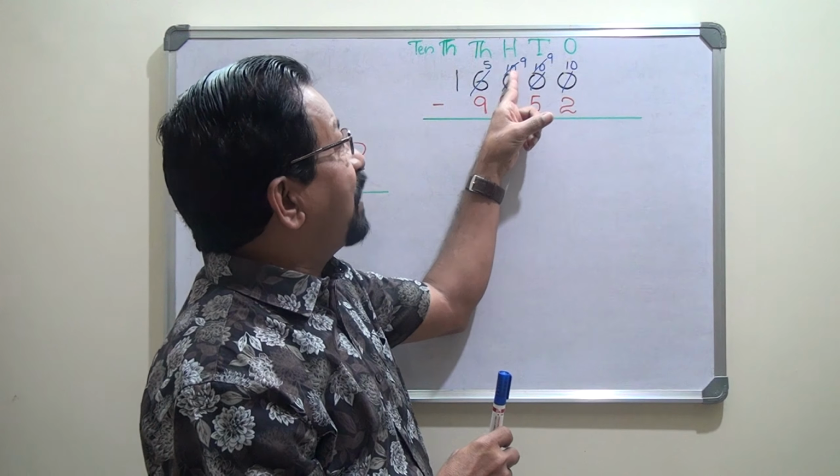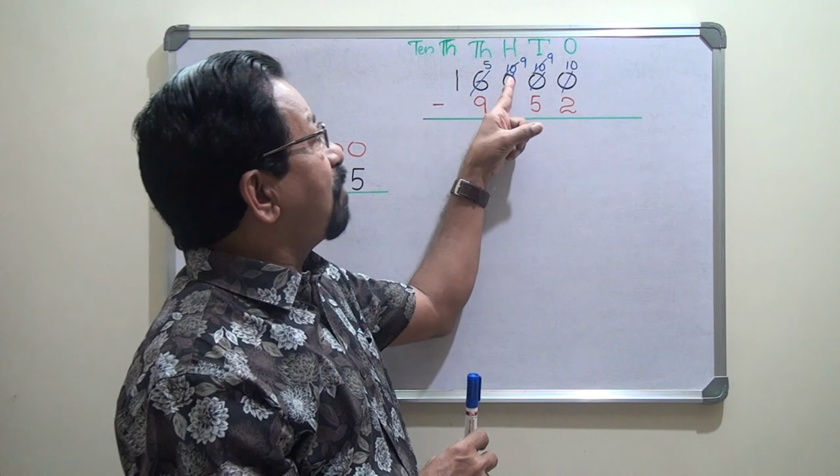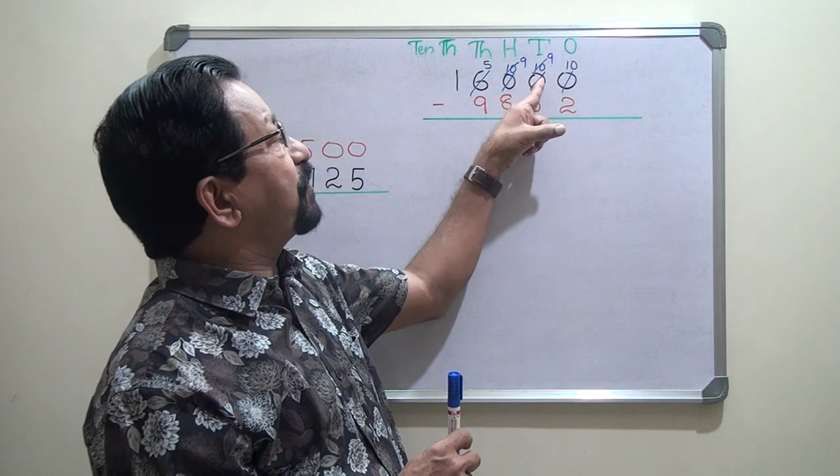Previously it was 10. When he borrowed from 1000, here came ten 100-rupee notes. Out of the 1000 rupees, one 100 was given to this place, and that 100 became 10 tens. From those 10 tens, one 10 was borrowed by the one's place. So that 10 rupee note became ten 1-rupee coins, 10. Then 10 ones minus 2 ones become 8 ones.